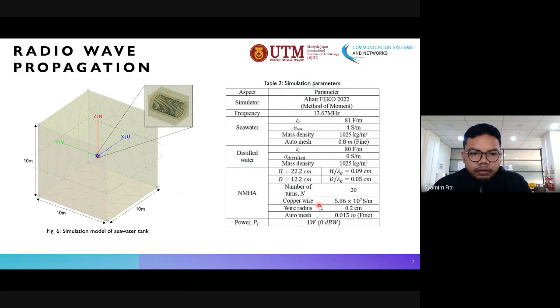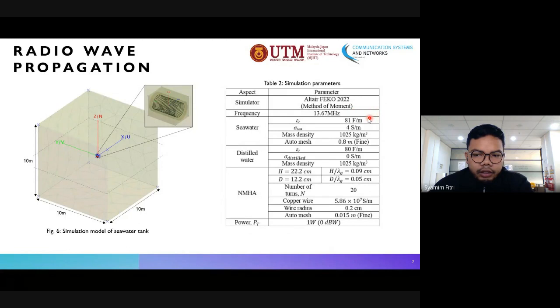Okay, so for our simulation, first we analyze the radio wave propagation in underwater. This is the simulation model in FEKO simulator using a method of moment. The operating frequency is 13.67 megahertz, and the electric constants of the seawater are a permittivity of 80 and a conductivity of 4.